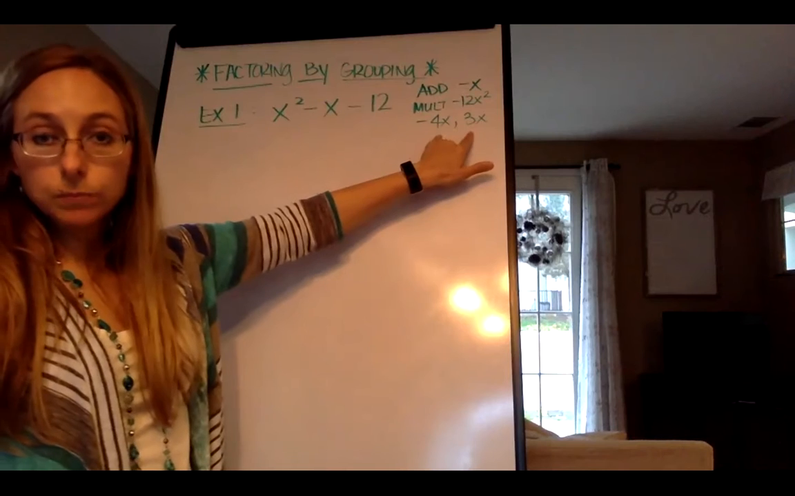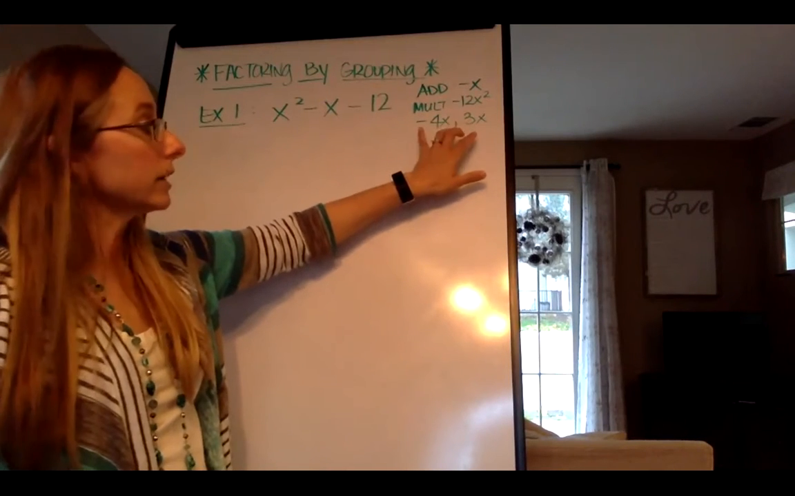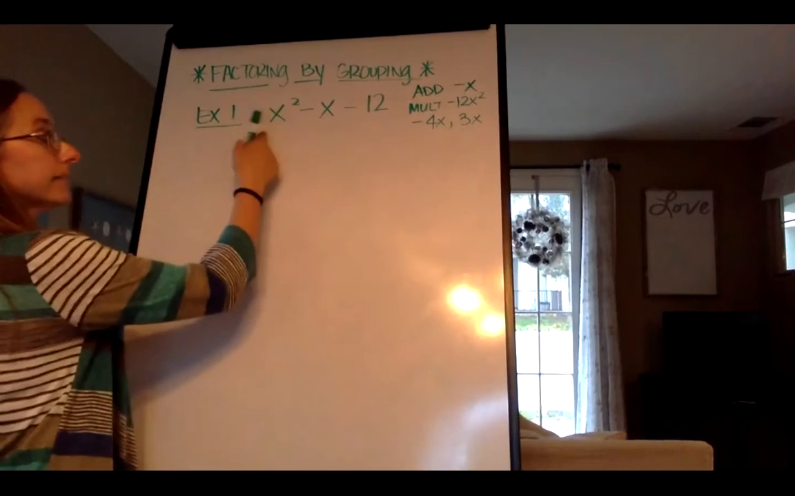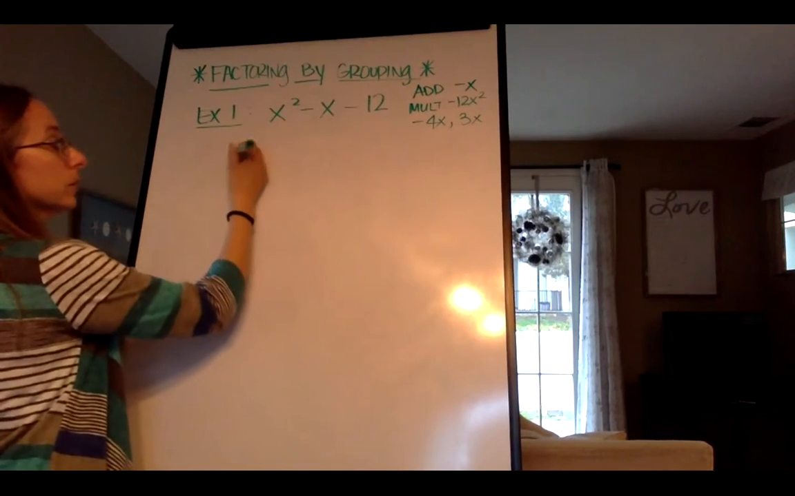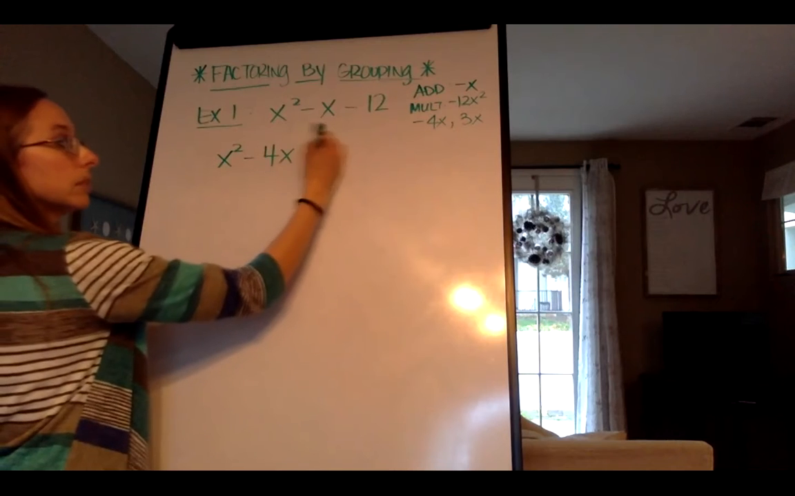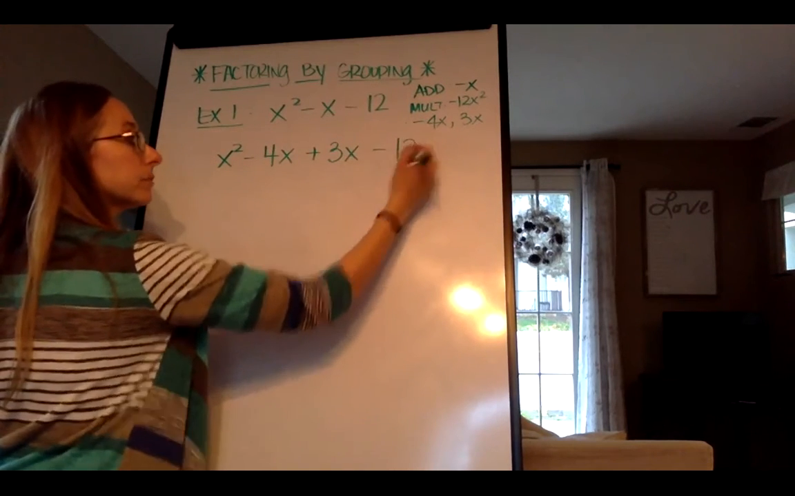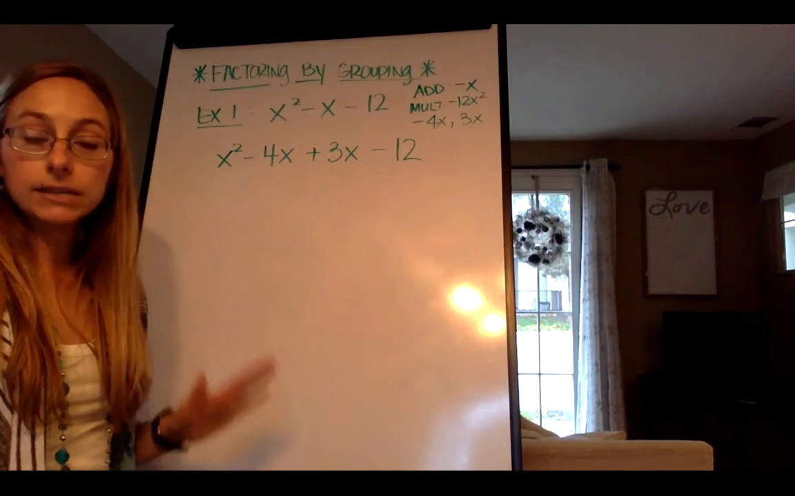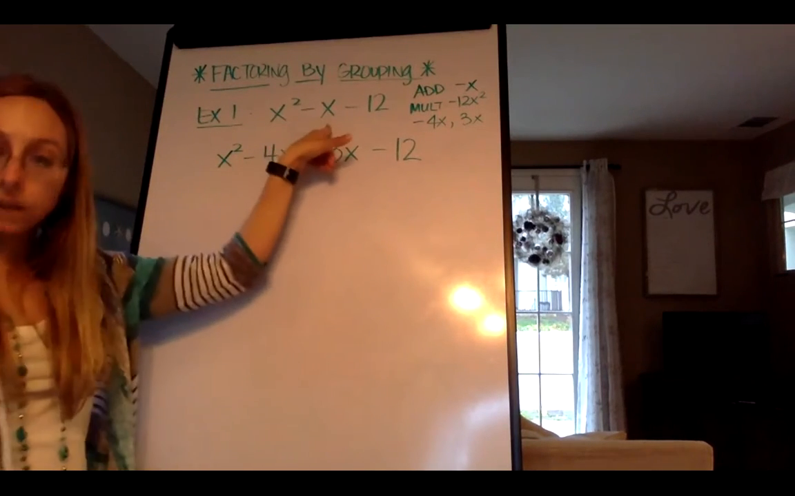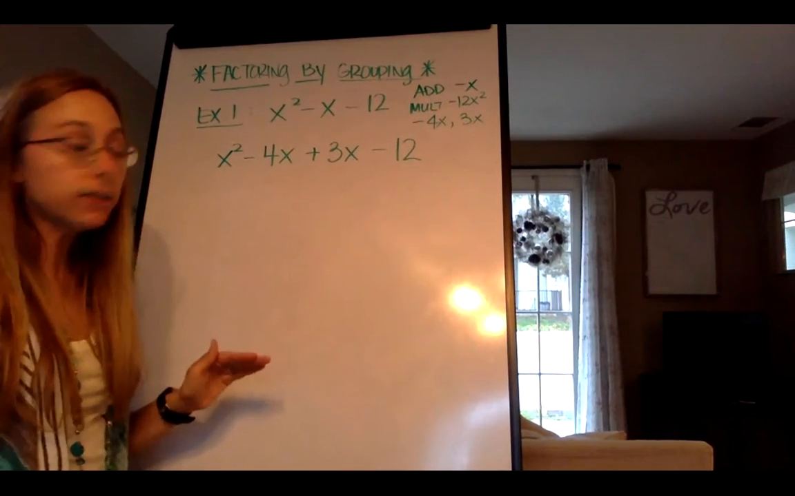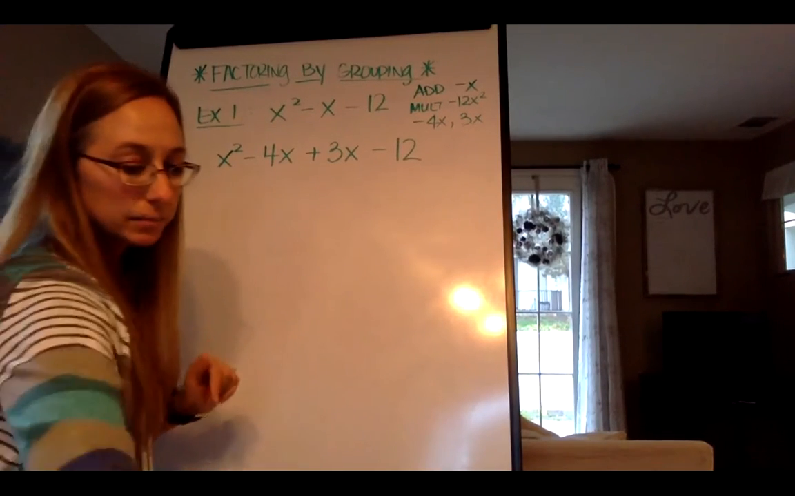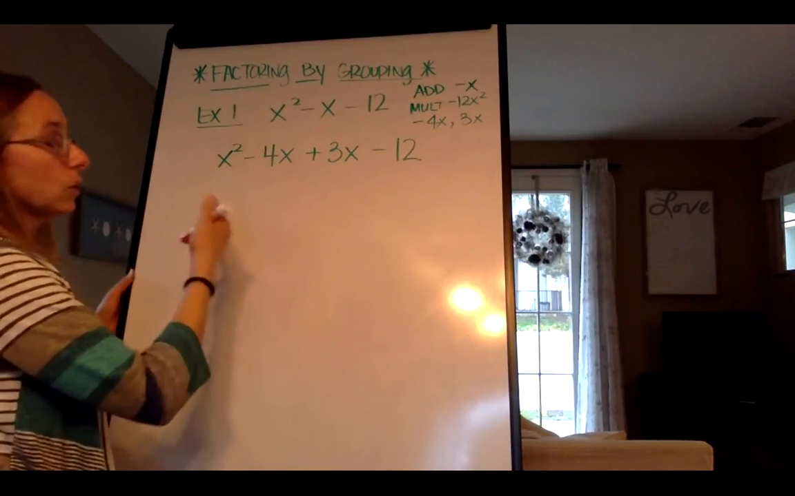Okay, so now that we found our two terms, negative 4x and 3x, we're going to rewrite the middle term using those two terms. So instead of x squared minus x minus 12, we're going to have x squared minus 4x plus 3x minus 12. We're just rewriting it. It's the same exact thing, because negative 4x plus 3x does give you negative x. Why would we want to do that? Because the whole point is to factor by grouping, and in order to do factoring by grouping, you have to have 4 terms.